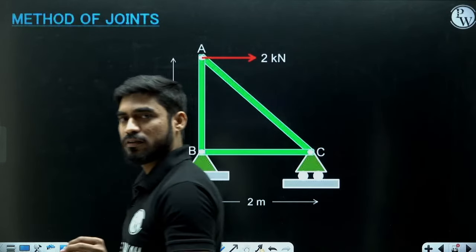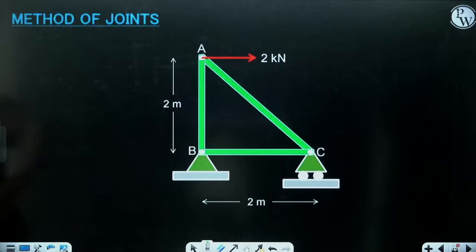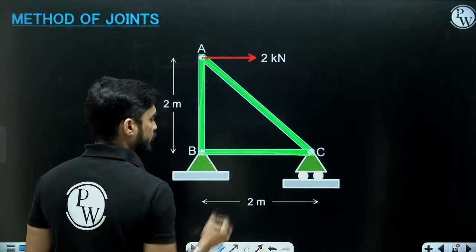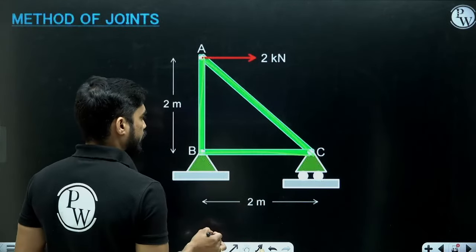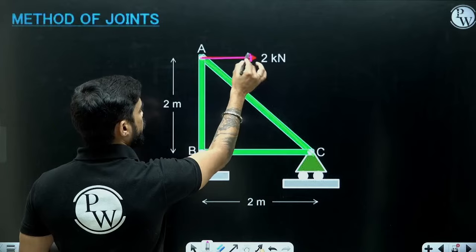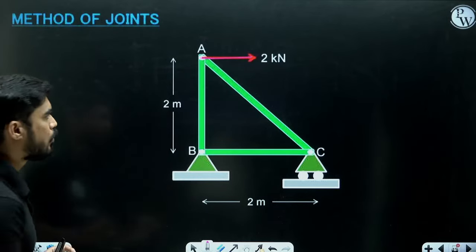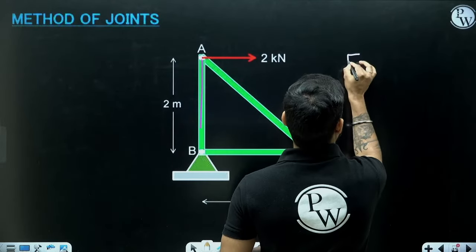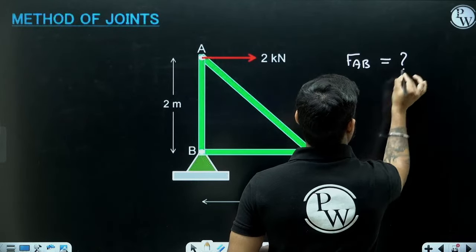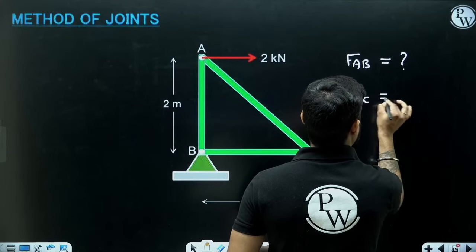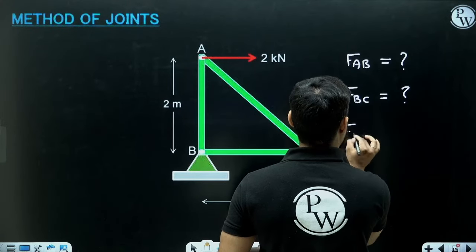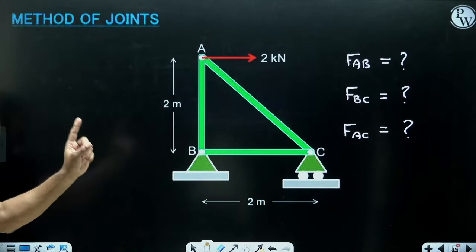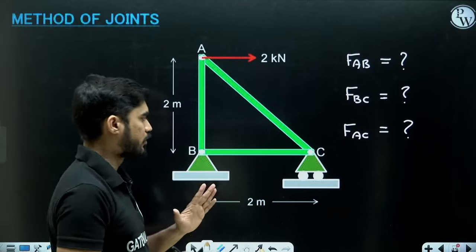So let's say we have the most basic truss. It has three members, AB, BC and AC. Now, we are applying a force of 2 kN. Our objective is to find the force in AB, force in BC and force in AC. We need to find the magnitude as well as the nature of the force, tensile or compressive. Three members.